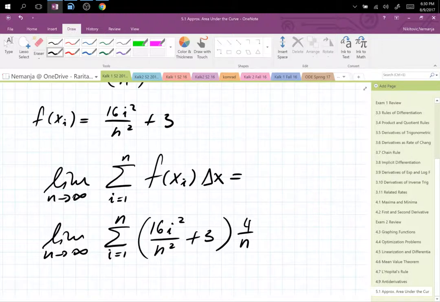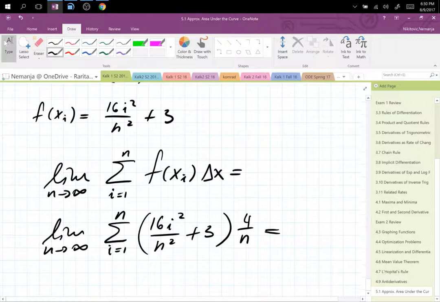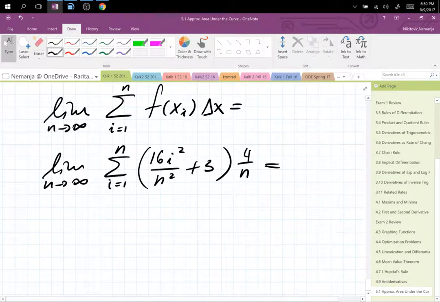And now we need to compute this. Welcome to Calculus 1. Yeah, that was the setup. So now we are computing the problem.